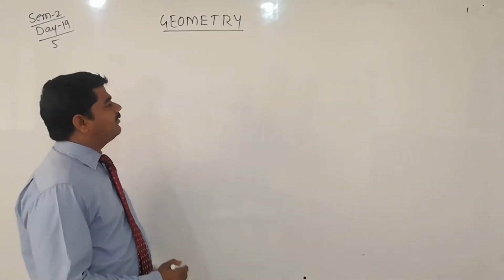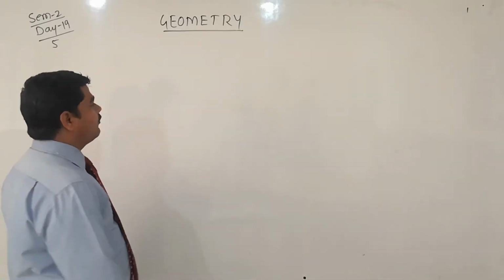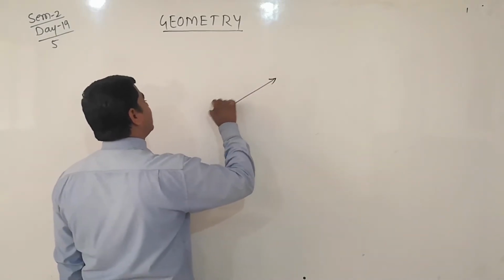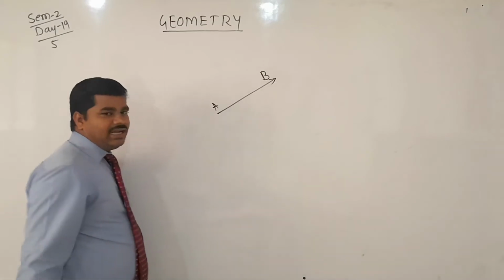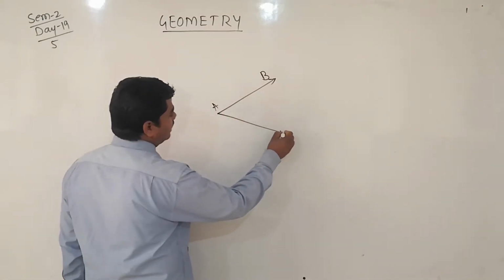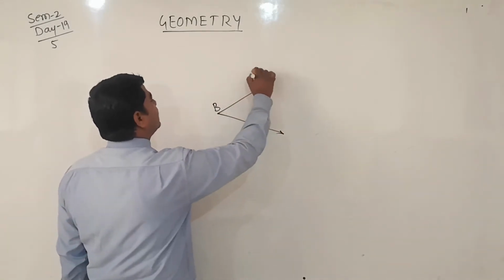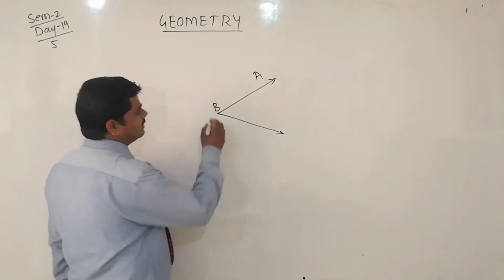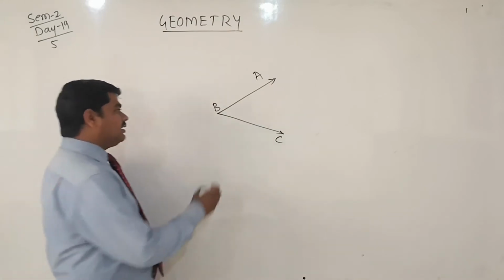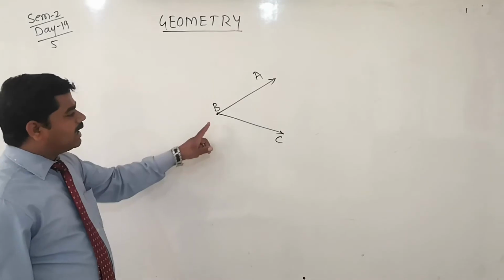Here I will take two rays with the common endpoint. This is ray AB. BA is a ray and BC is another ray. Here they share a common point, the common endpoint.